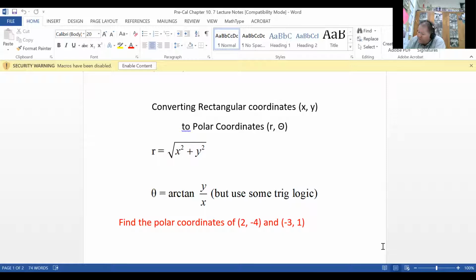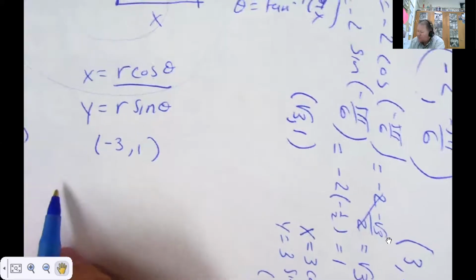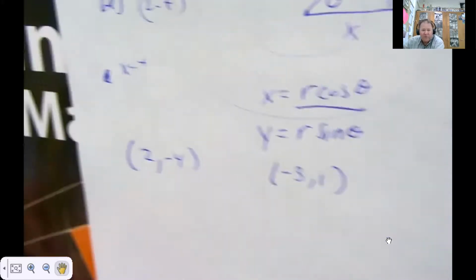Suppose I have the ordered pair 2, -4, and I'll just write them both out. And the other one is -3, 1, and we want to convert those to r theta values. All right, there we go. Let's do this one first. Move this over a little bit.